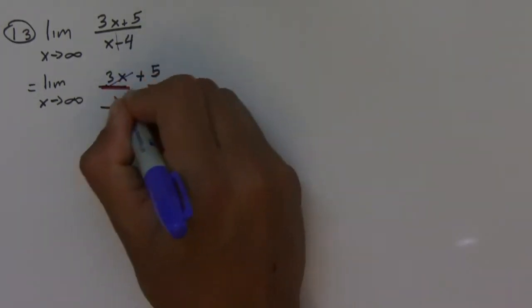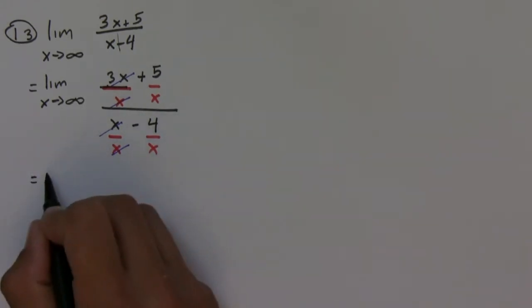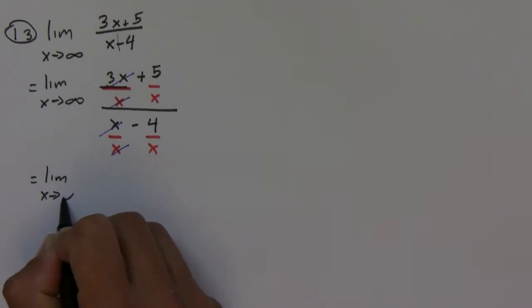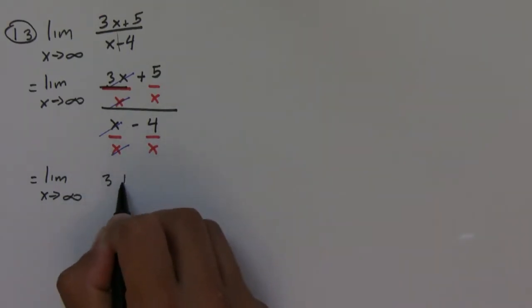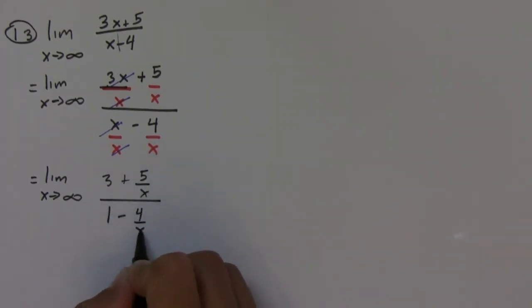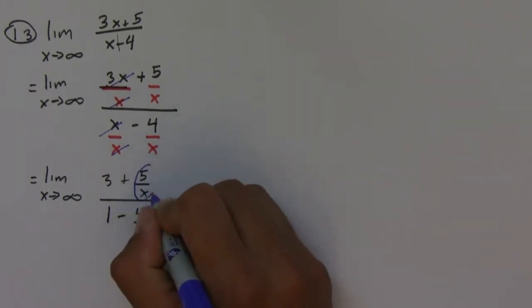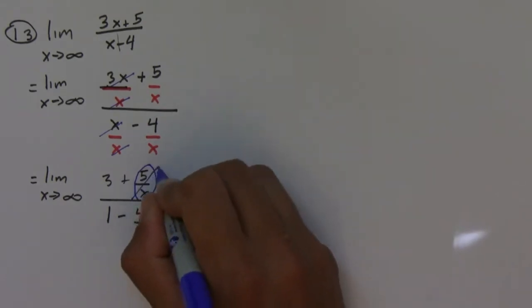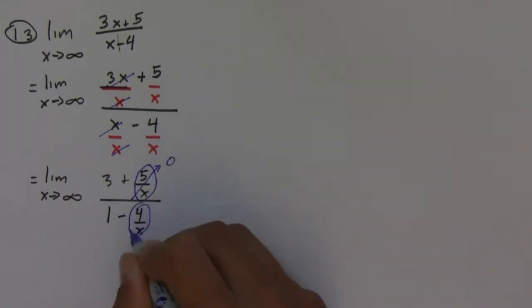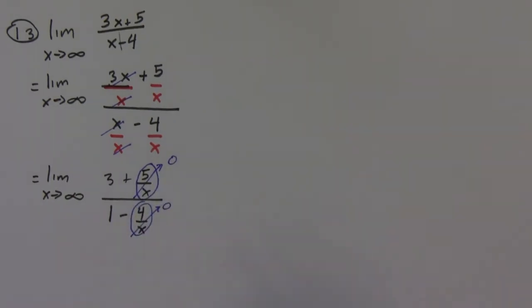So notice here the x's cancel. Here the x's cancel. And so what I'm left with is the limit as x goes to infinity of 3 plus 5 over x over 1 minus 4 over x. Now as x goes to infinity, this guy is going to go to 0, and this guy is also going to go to 0, because they're getting smaller and smaller, so the only thing that's left over is 3 over 1, or 3.